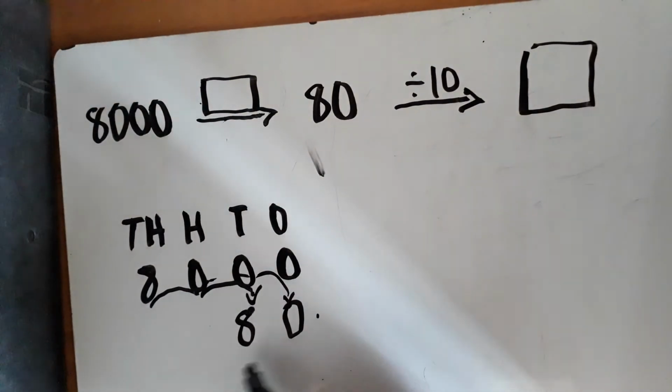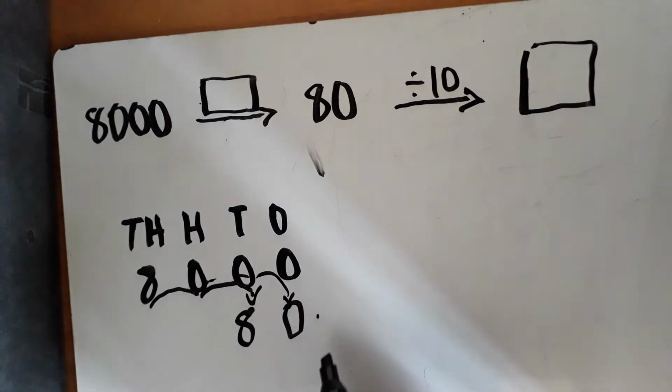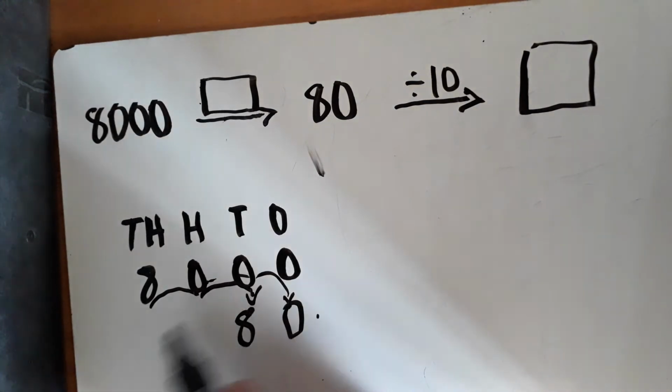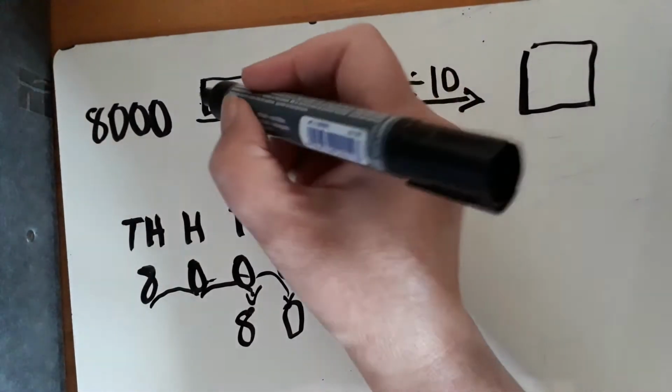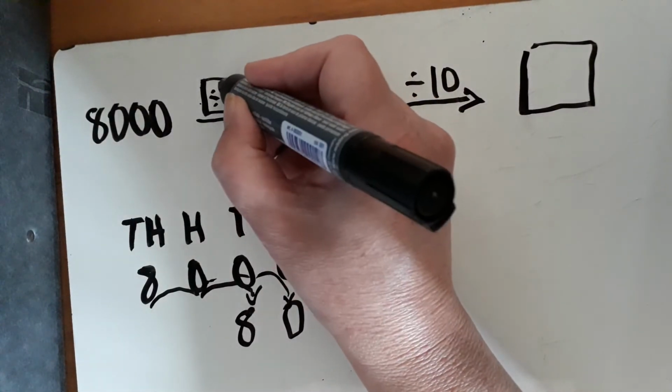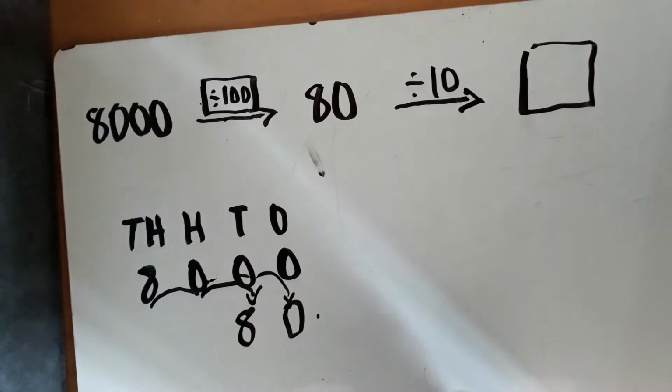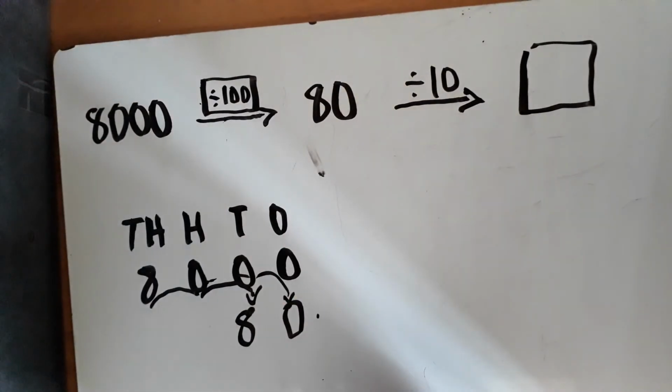So what have I divided? Because it's moved down place value columns, what have I divided 8,000 by to get 80? I must have divided by 100. Okay, remember the number of zeros will tell you the number of place values you need to move the digits by.